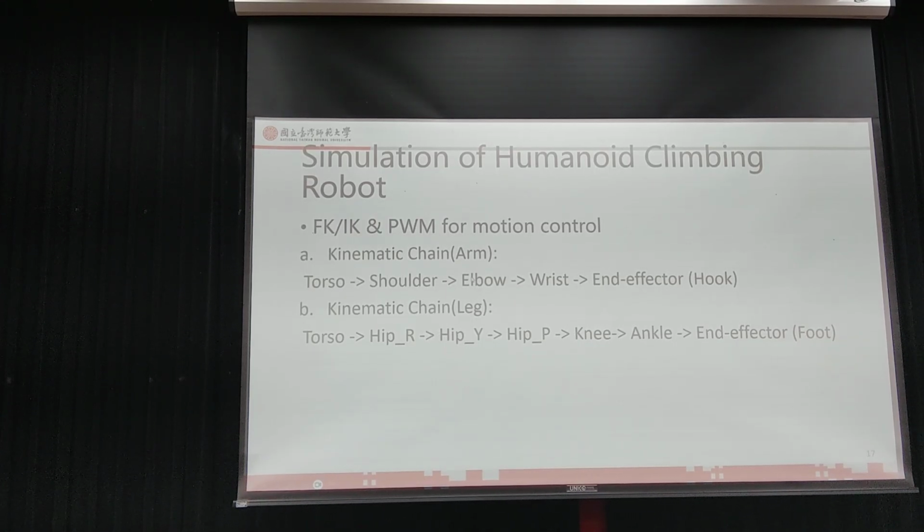And for my robot, each arm has 3 servos. One is the shoulder, one is the elbow, and one is the wrist. The end effector is the last joint, so we didn't rotate it by a servo. And my leg has 5 servos: hip yaw, hip roll, and hip pitch, and then the knee.